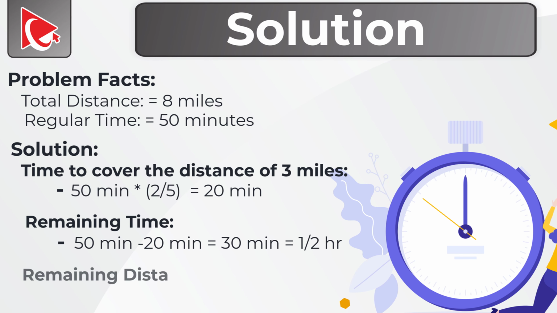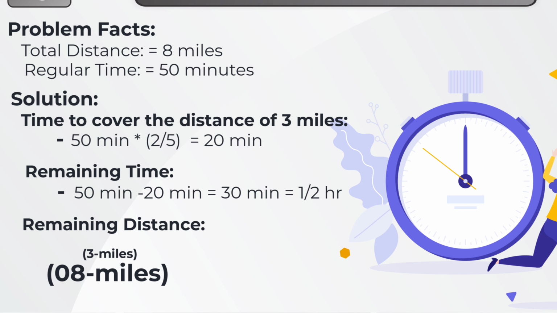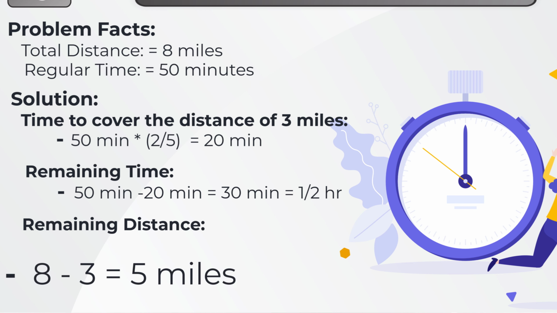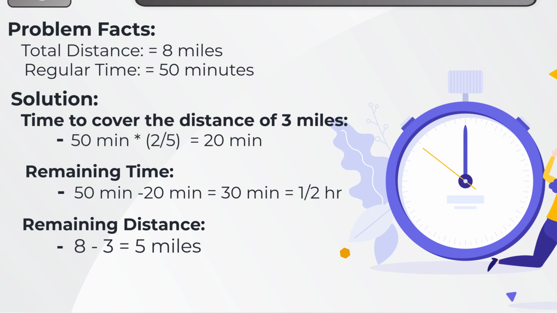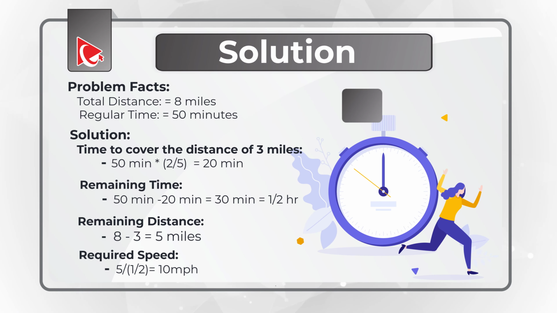Let's now calculate the remaining distance. Since she covered 3 miles and total distance is 8 miles, the remaining distance would be 8 miles minus 3 miles would be equal 5 miles. Ultimately, she would need to cover 5 miles in half an hour. To determine the speed that she needs to go with, we need to divide 5 by 0.5, and 5 divided by 0.5 equals 10. So the correct solution is choice B, 10 miles per hour.